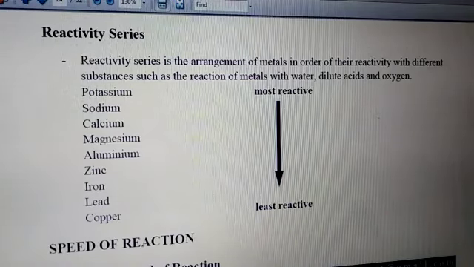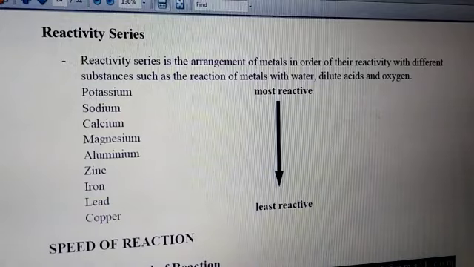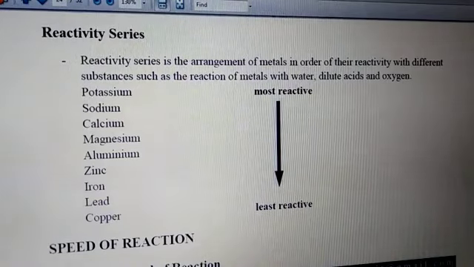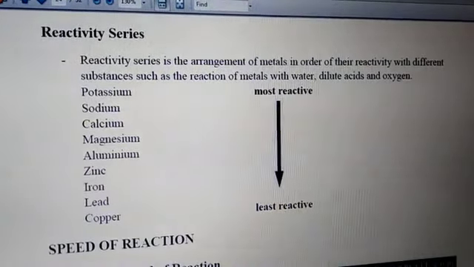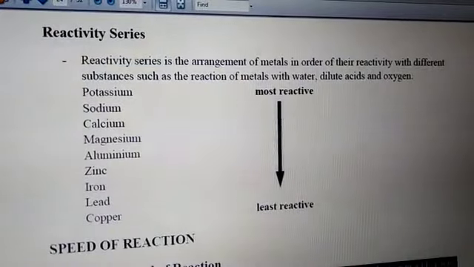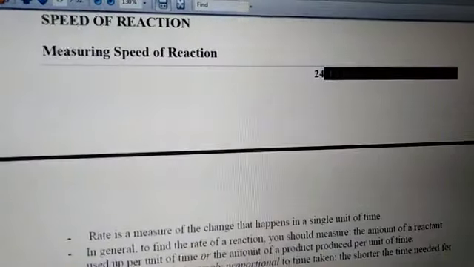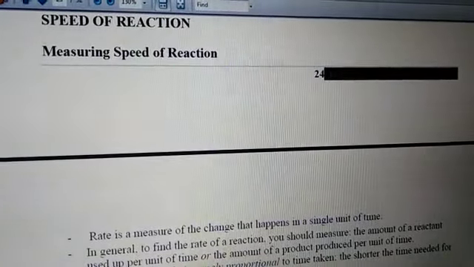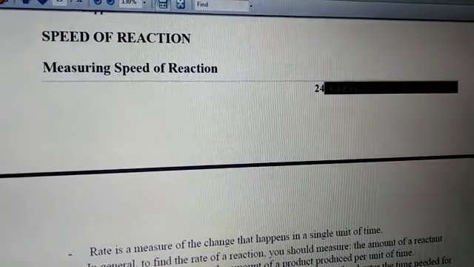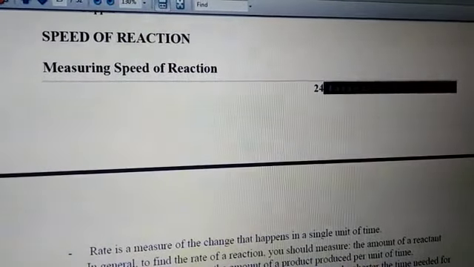You need to know that potassium is the most reactive, followed by sodium, calcium, magnesium, aluminium, zinc, iron, lead, and copper. This you must know very well, right? So in our next lesson, we are going to be looking at the speed of reaction and also how we can measure the speed of any reaction.